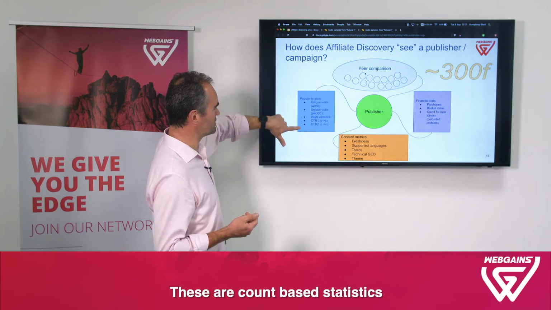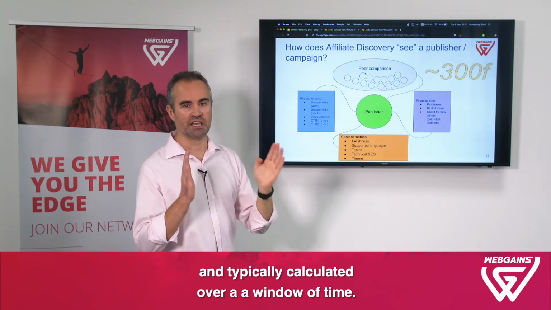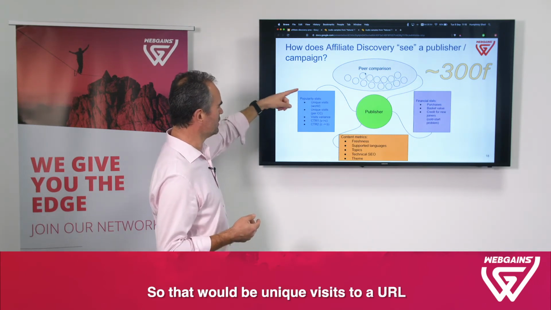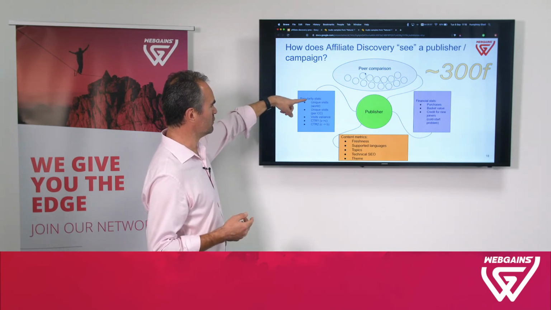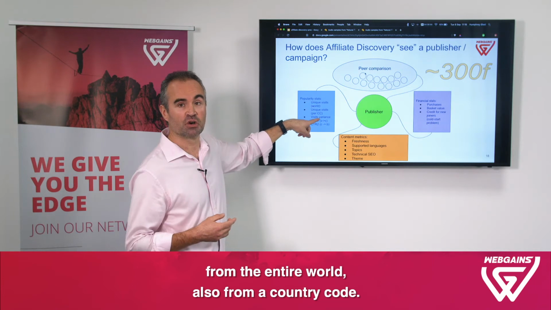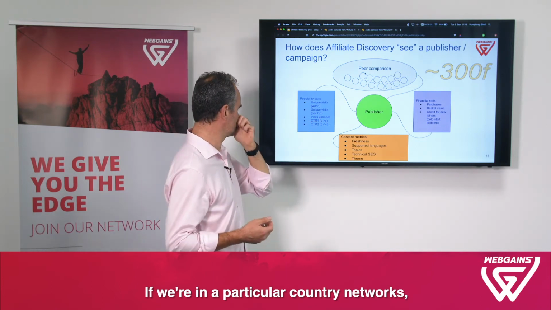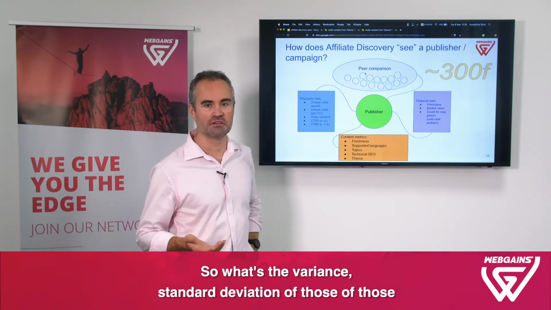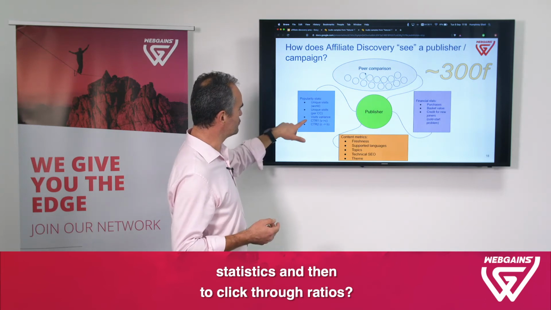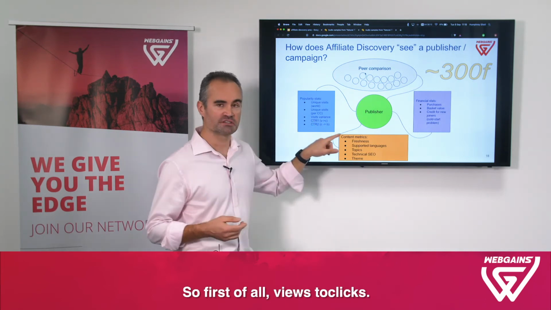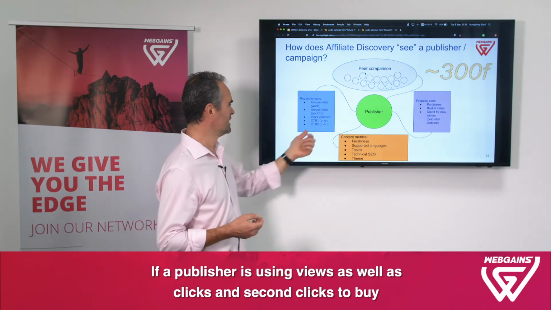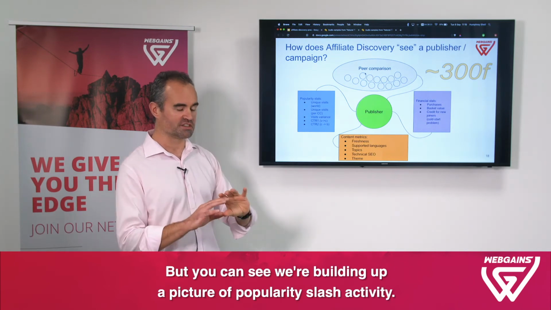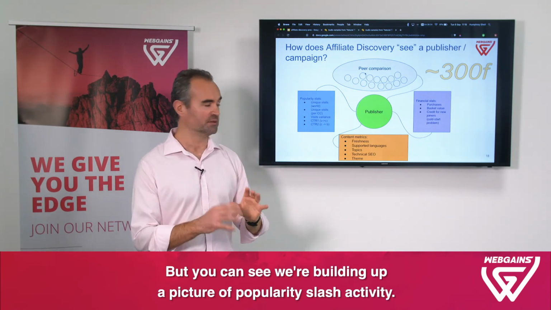These are count-based statistics, typically calculated over a window of time, and they're all about measuring popularity. So that would be unique visits to a URL from the entire world, also from a country code if we're interested in particular country networks. We're interested in how visits vary over time. So what's the variance, standard deviation of those statistics? And then two click-through ratios. First of all, views to clicks, if a publisher is using views as well as clicks, and second, clicks to buys. This is just a small sample of the popularity stats that we use, but you can see we're building up a picture of popularity and activity.